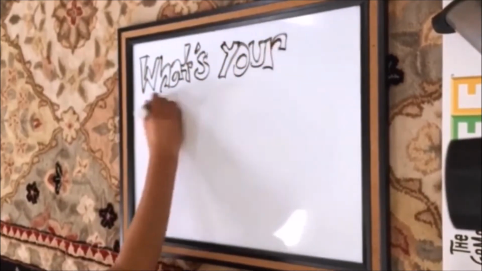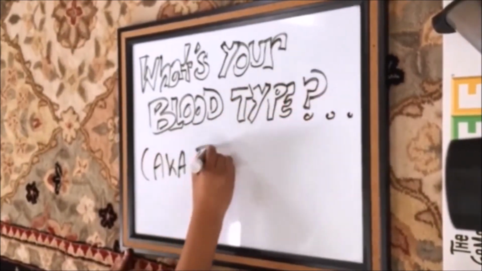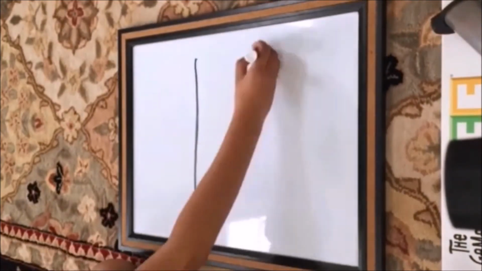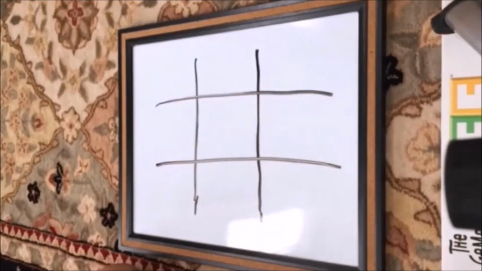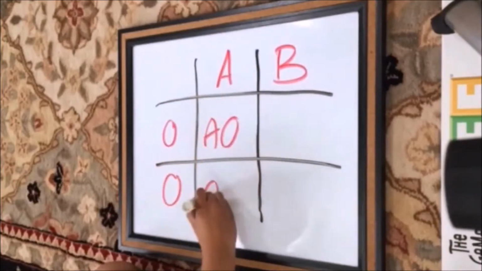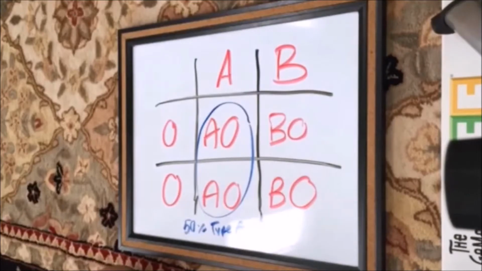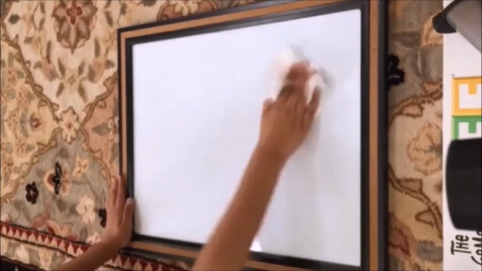Here's how to find out what your blood type is, or how to find out if you're adopted. Consider the following. One of your parents has AB blood and the other has O blood. You'd receive an allele from each parent, giving you a 50% chance of having type A blood and a 50% chance of having type B blood. If you have neither of those, congratulations, you're adopted.